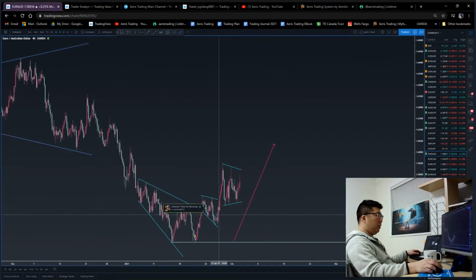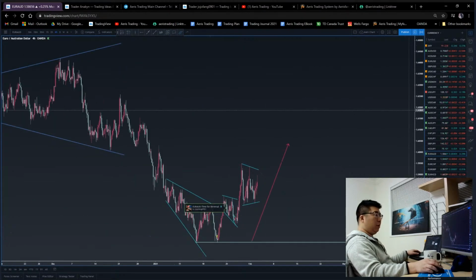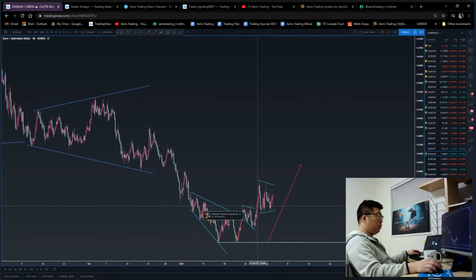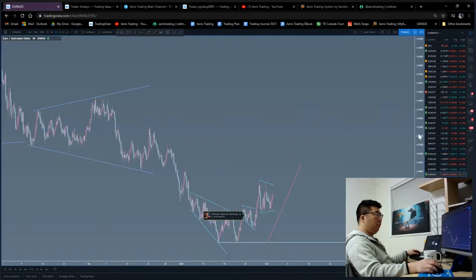So that is Euro Aussie. I definitely do like Euro Aussie and Aussie Swiss. I think they both have potential. But again, obviously, I'm going to choose only one out of the two if they shape up to a potential buy for Euro Aussie and potential sell for Aussie Swiss.